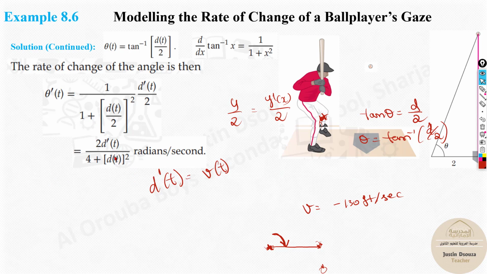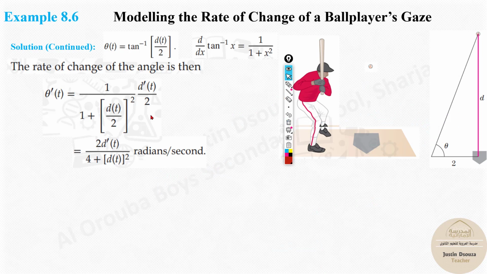Okay, this is one more important thing. Now, what is d of t, the displacement? It's not given. But let's look at the figure over here for a minute. This distance is unknown, right? But the velocity is known. What we want to find is the gaze when the ball is coming towards the batsman. So the ball is thrown from here at a velocity of minus 130 feet per second. And when it comes to the batsman, what is the d value? D value will be 0 because it reaches over here.